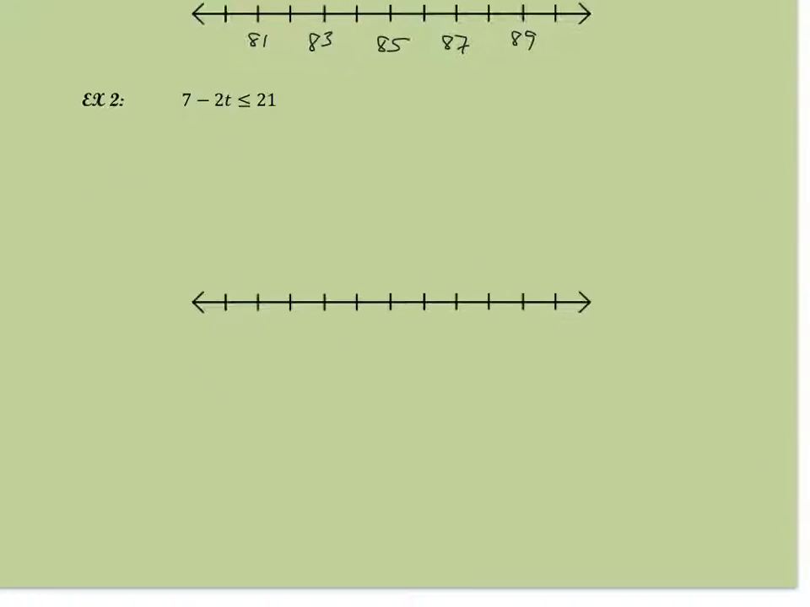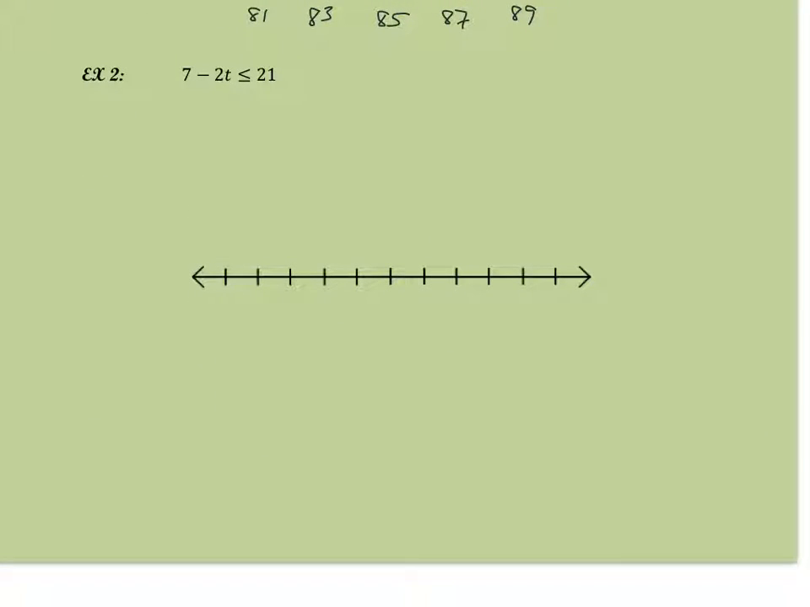Example 2. Draw your line. This time we've got to isolate the negative 2t, so we need to get rid of a positive 7. So we're going to subtract 7 from both sides. Then we bring down a negative 2t, less than or equal to 21 minus 7 is 14.